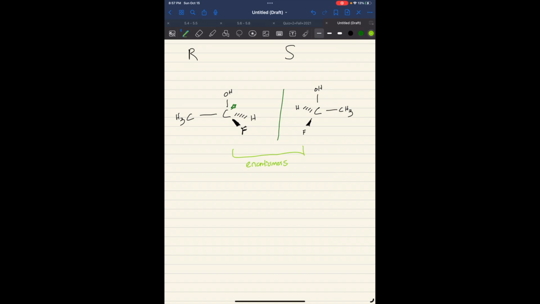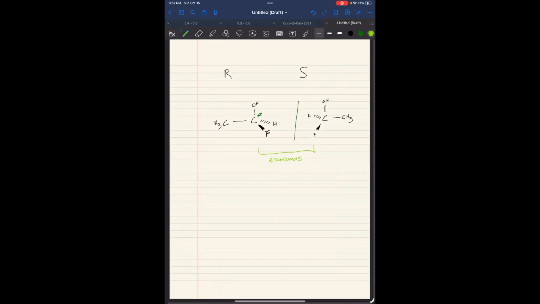Because they are non-superimposable, even though they have the exact same connectivities, their spatial arrangement makes them different. If you try and rotate the molecule on the right by 180 degrees and put it back onto the left molecule, it's not going to line up identically. And so therefore, they are enantiomers.